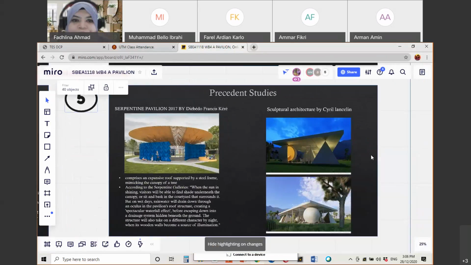This is the Serpentine Pavilion 2017 by Diébédo Francis Kéré. The pavilion is inspired by the canopy of a tree, and it is supported by a steel frame. According to the Serpentine Galleries, when the sun is shining, visitors will be able to find shade underneath the canopy or sit and bask in the courtyard that surrounds it. But on wet days, rainwater will drain down through an oculus, which is the hole in the middle.